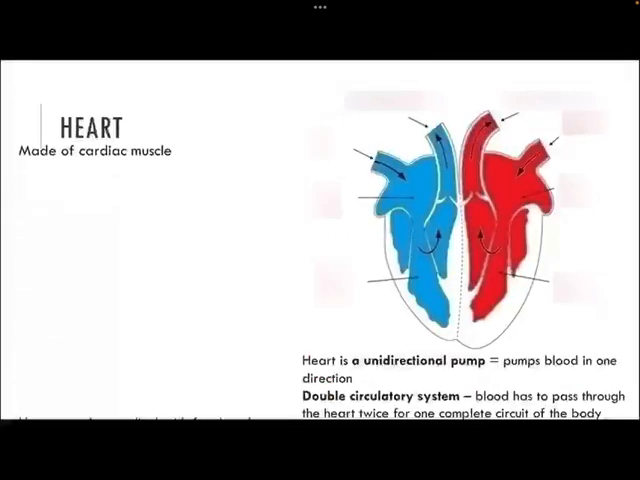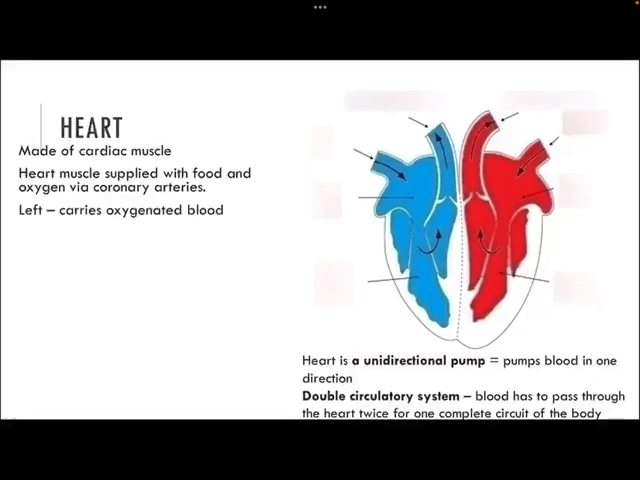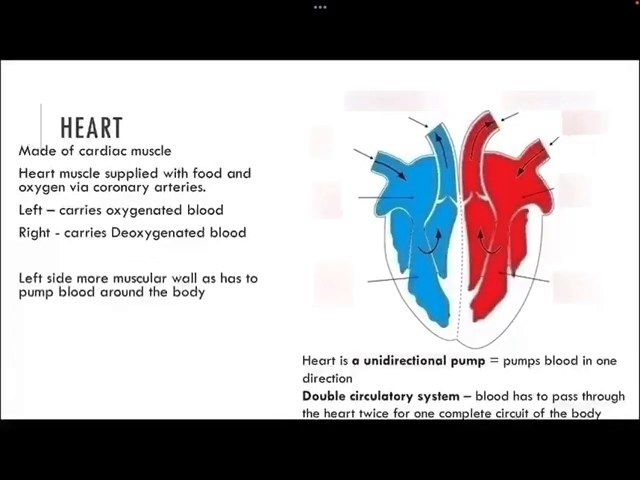It is made up of cardiac muscle, and the heart muscle is supplied with food and oxygen through the coronary arteries. The left side will have a much more muscular wall as it has to pump the blood around the body. So when you're looking at your diagram, you look for the side that has a more muscular wall, or hold it up against you, and the left side goes with the left hand.